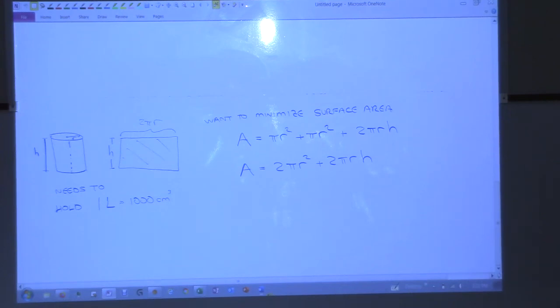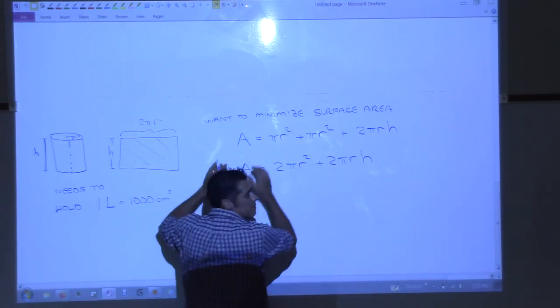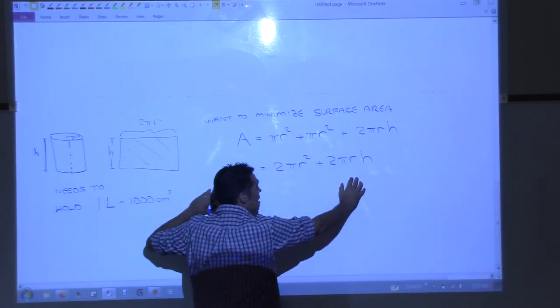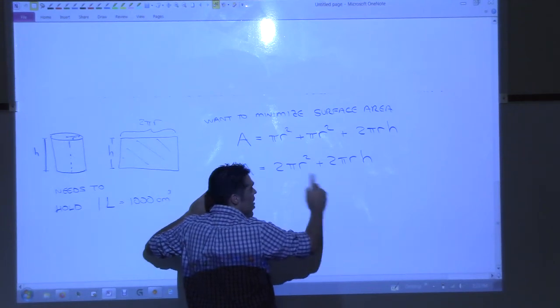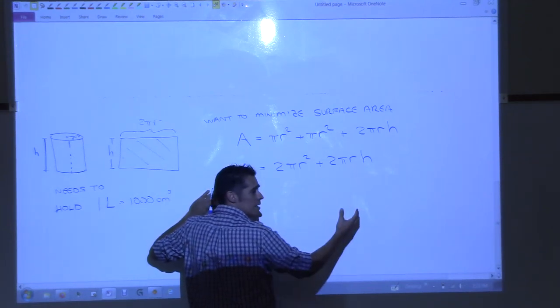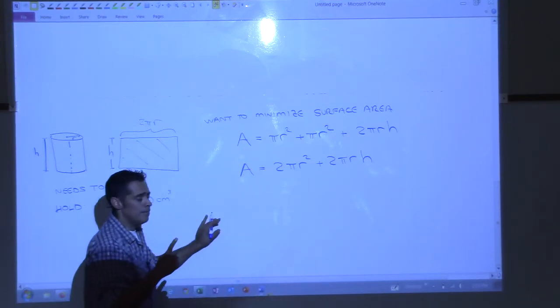Yes. Okay. So we have this, right? This gives us the area. We want to try and find a way to minimize this, make it as small as possible. How many variables are in here right now? 2, r and h. In order to use calculus, we need to get it down to what? To one variable, right? To one variable.